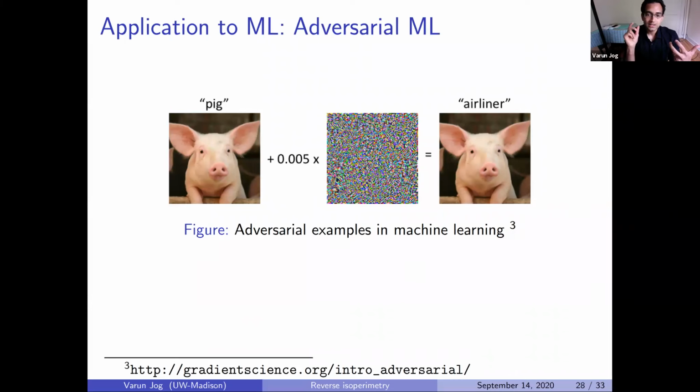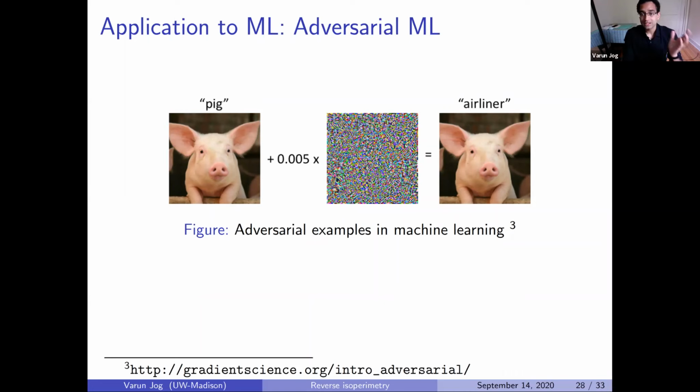And then you add a little bit of noise. This noise has been added carefully. It's not random noise. And then you get an output image, which to a human being looks exactly the same as the input image. But your deep learning classifier is now going to classify it as an airliner, which leads to the joke that machine learning can make pigs fly.